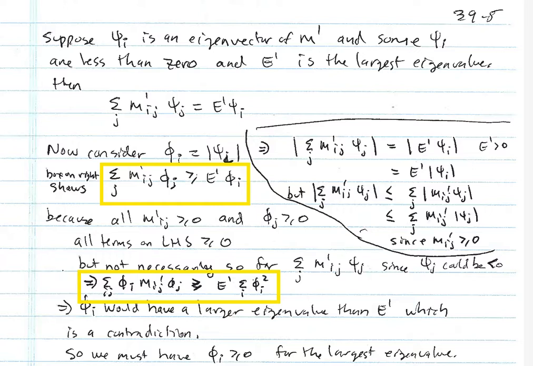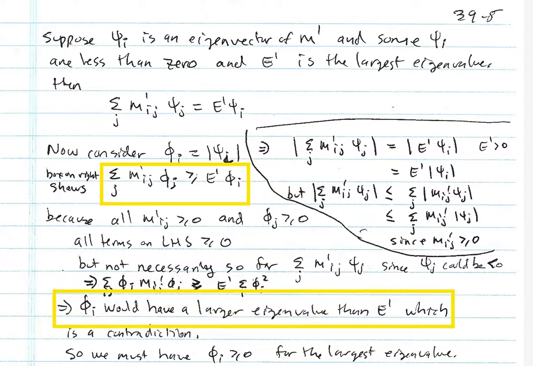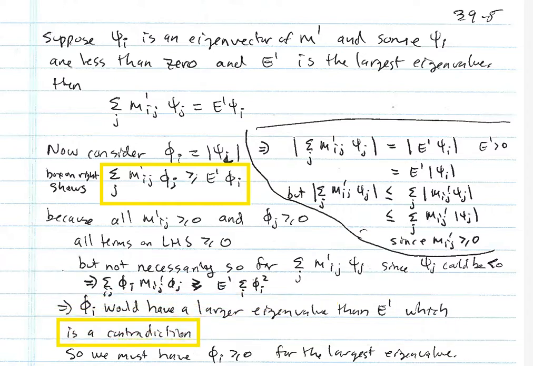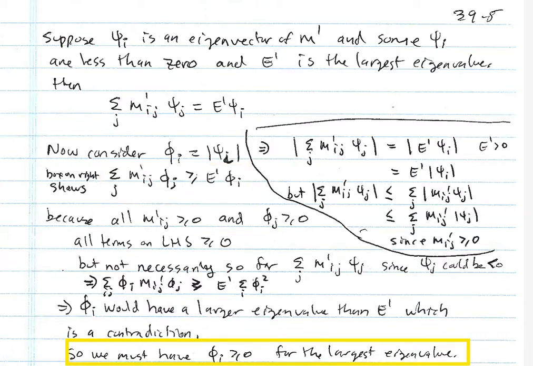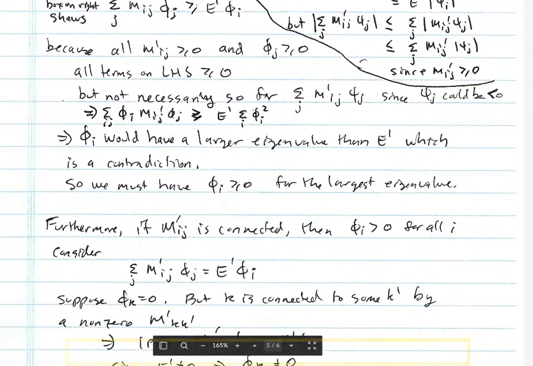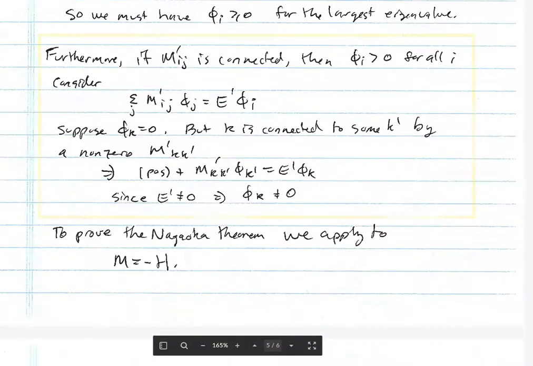All I've done is I've taken this inequality that we worked out, multiplied it by phi I, which is a positive number, and summed that over all I. The inequality still holds. That means phi I would have a larger eigenvalue than e prime. But that can't be true because our condition was that e prime was the largest eigenvalue. So that means the phi I must be larger than or equal to 0 for the largest eigenvalue. So that's the first part of the proof.